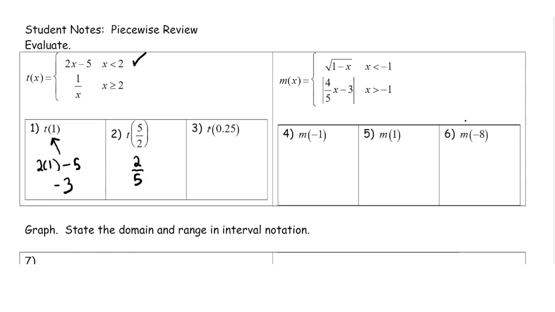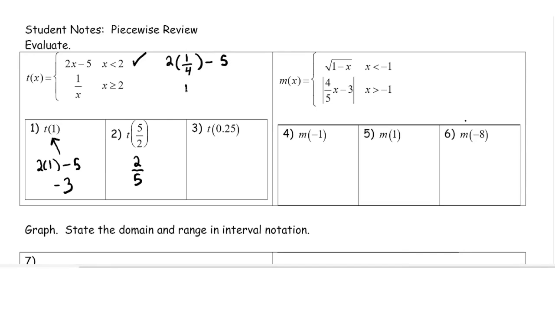All right, problem number 3. We have t of 0.25. 0.25 is 1/4, which is less than 2. So we're using the top part of the rule. So we would get 2 times 0.25, and remember 0.25 is a fourth, minus 5. So we would get 1/2 minus 5, and 1/2 minus 5 would be 1/2 minus 10 over 2. So we would get negative 9 over 2 as our answer for problem 3.